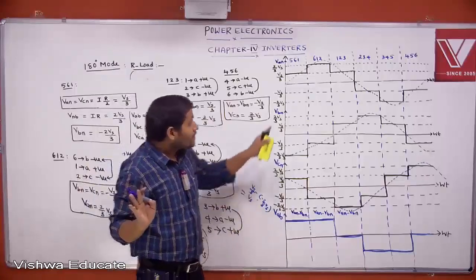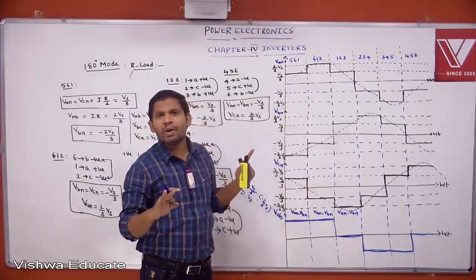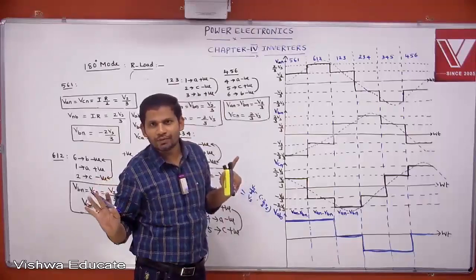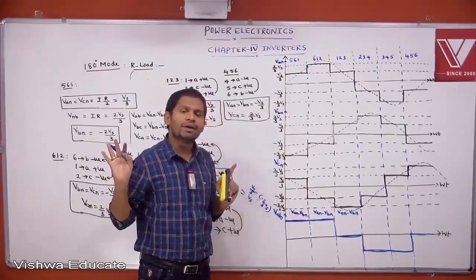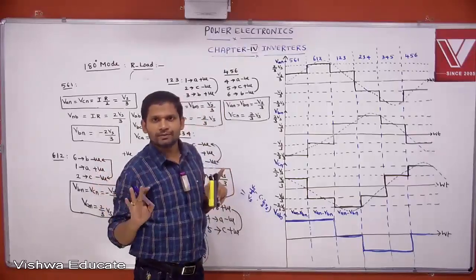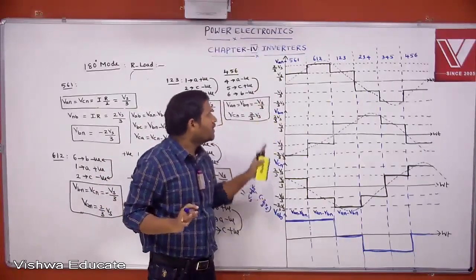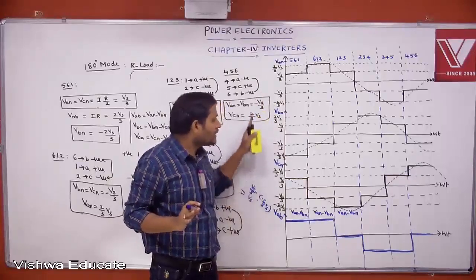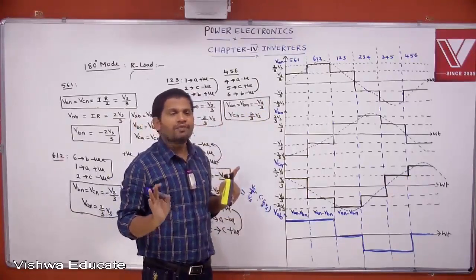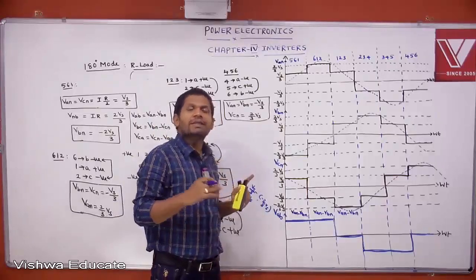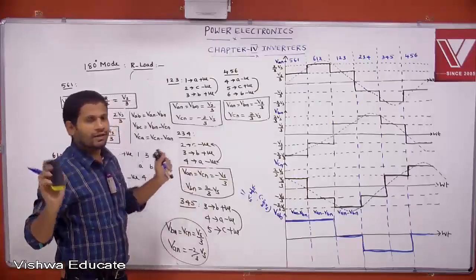Understood? Now, based on these waveforms, we want to list out some points. Those points are important from a competitive exam point of view. What is the shape of the phase voltage? What is the shape of the line voltage? What is the amplitude of line voltage? What is the amplitude of phase voltage? All these points I want to discuss. After summarizing those points, you go for the analysis of phase and line voltage. Clear? Understand? Note this.